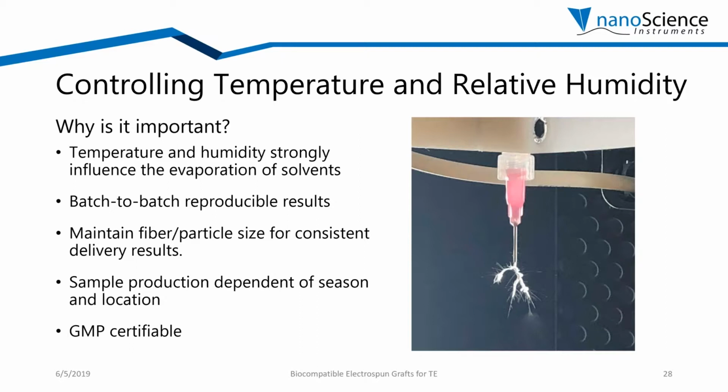The image on the right is a clear representation of when the climate conditions are not controlled. The solvent is evaporating so fast that the polymer is partially solidified at the emitter. Secondary jettings may occur, giving you a wide variety of non-desired fibers or particles. So if you're spinning and you're having secondary jettings, fiber distribution is going to be really big. So that is not ideal.